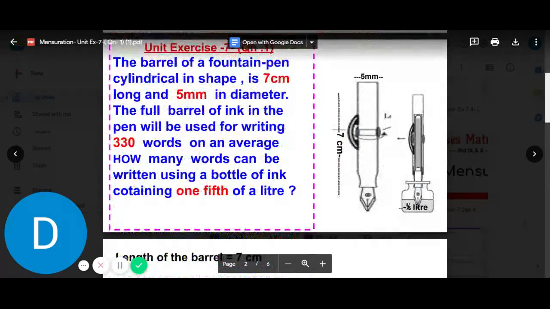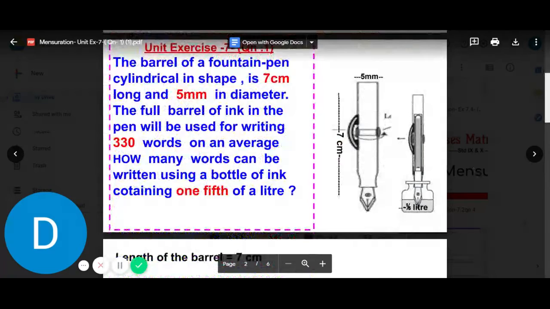diameter. The full barrel of ink in the pen will be used for writing 330 words on an average. How many words can be written using a bottle of ink containing 1/5 of a liter?